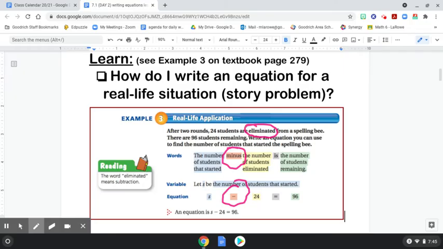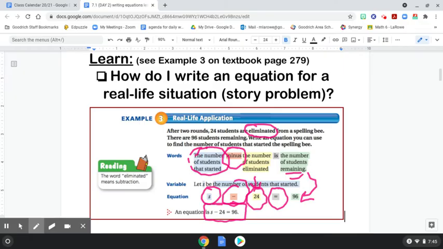If we take the number of students that started, which is a mystery, and we remove or subtract the number of eliminated students, which we knew was 24, it's going to equal how many kids there are still there. So we don't know how many kids we started with, but we do know that after 24 were gone, we had 96 still in the spelling bee. So the equation was written as students take away 24 is 96.